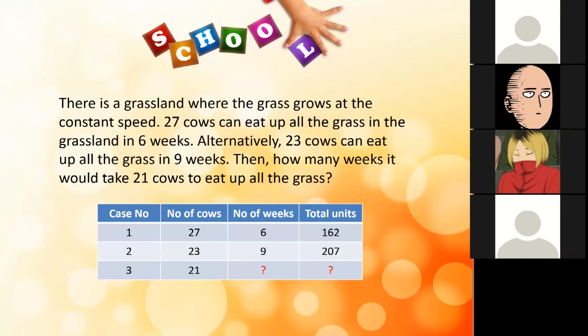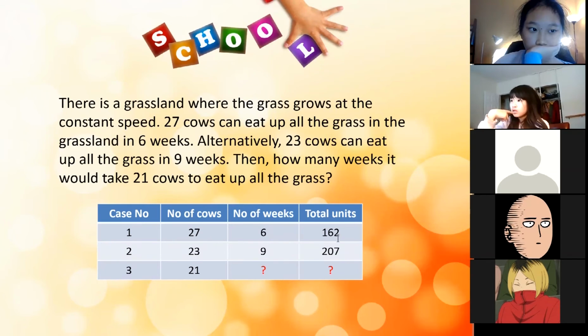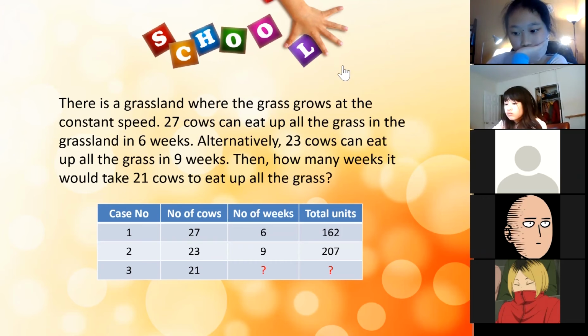Danny, so this 162 units of grass, are they the original grass in the grassland? No. Danny, why not? That's how much they ate. So it consists of 2 parts, right?